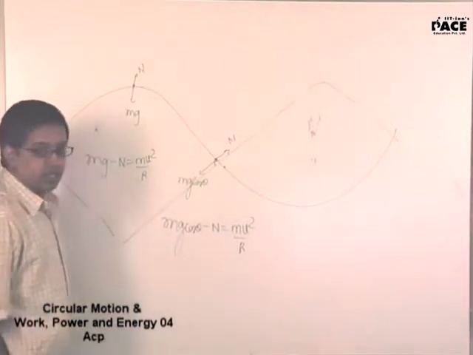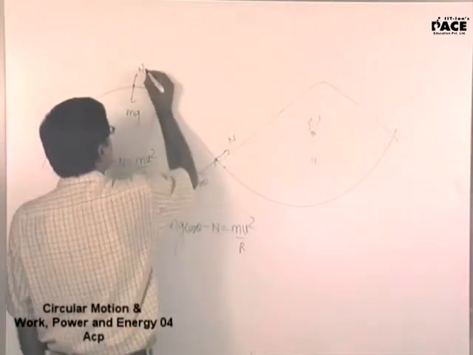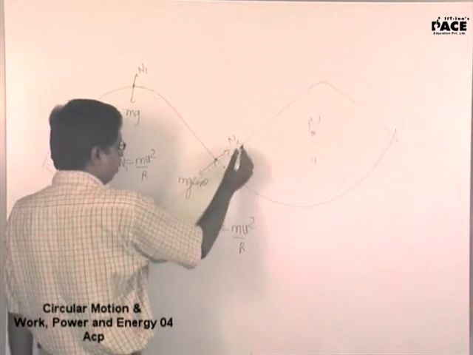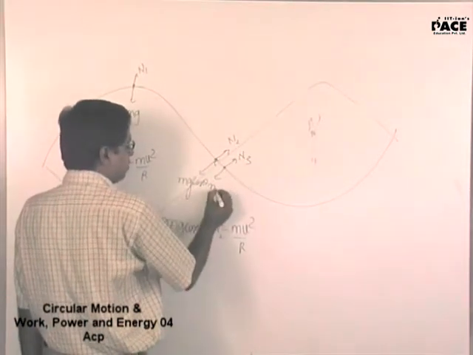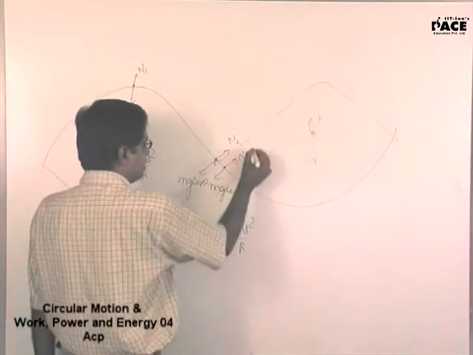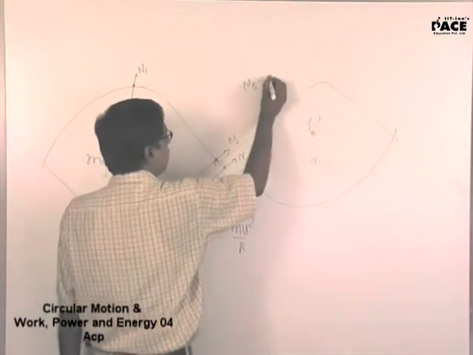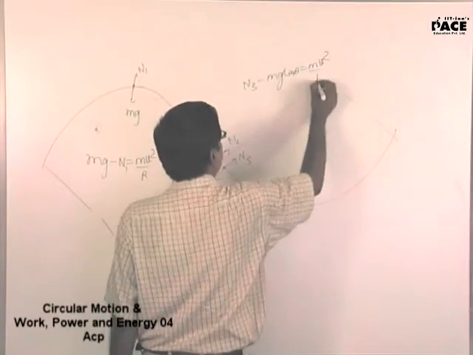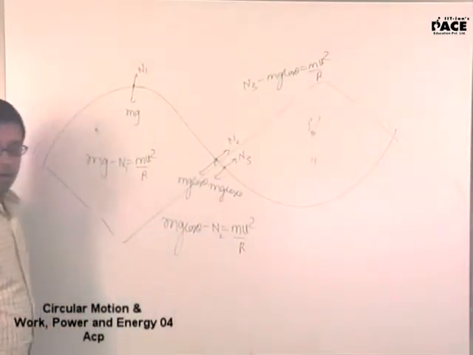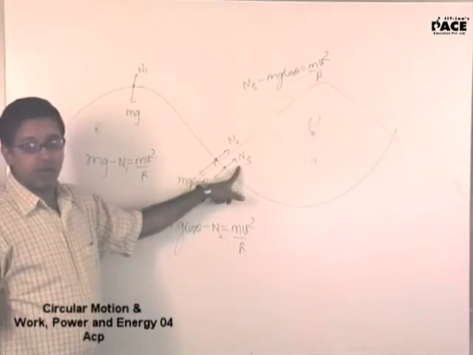The moment it comes into this, the equations will change. If I call this n1, I will call this n2. Here I will call it n3 and this will be mg cos theta. But the difference is here the equation is n3 minus mg cos theta is equal to mv square by r. So n3 can never be equal to 0.